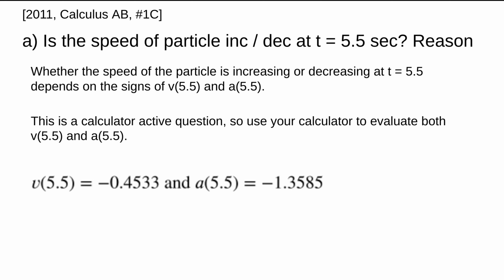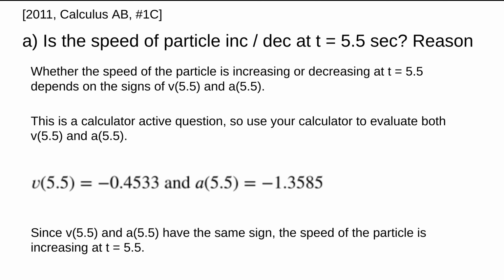When we use our calculator, we find that v of 5.5 is negative 0.4533, and a of 5.5 is negative 1.3585. Now, since both velocity and acceleration are negative at t equals 5.5, their product is positive, which means at t equals 5.5, the speed of the particle is increasing.